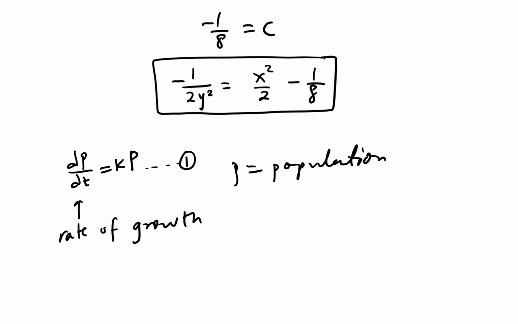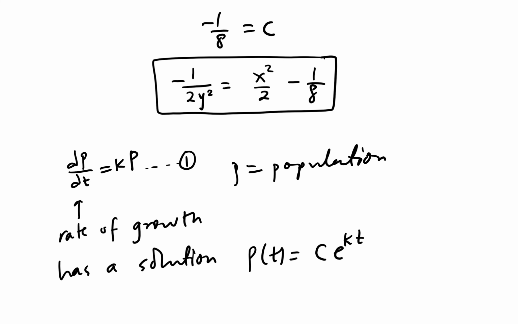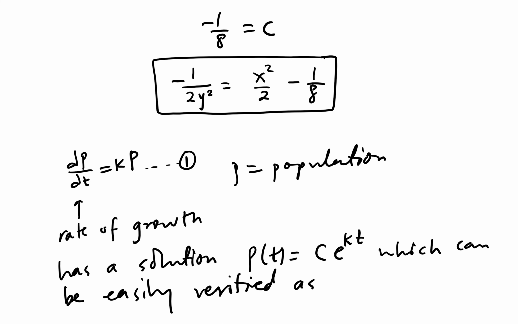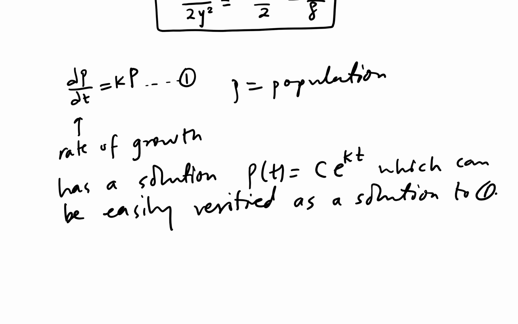And this equation has a solution. Anyone can solve it now using separable. P of t equals a constant times e to the kt, which can be easily verified as a solution to equation 1. So if you find dp/dt or p prime, you will get k times p.